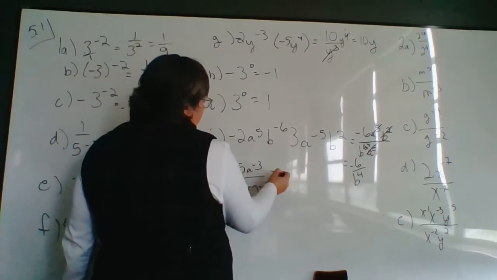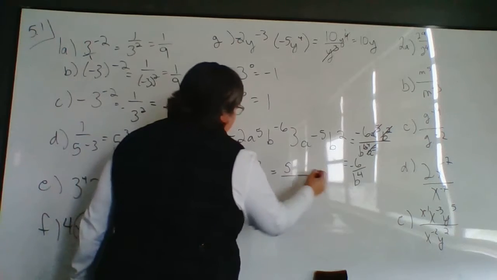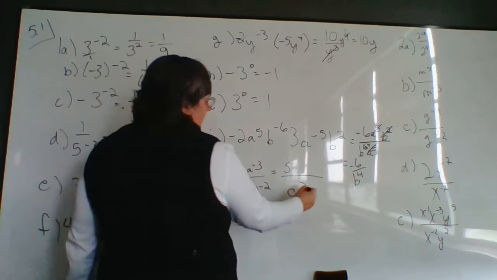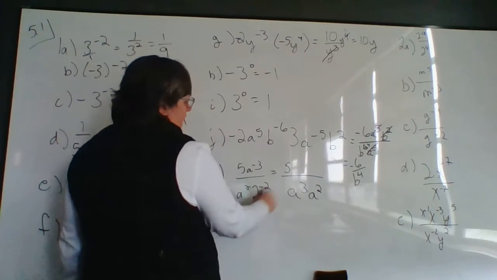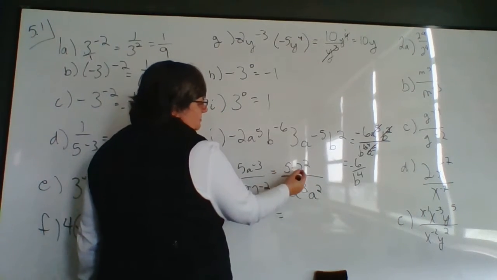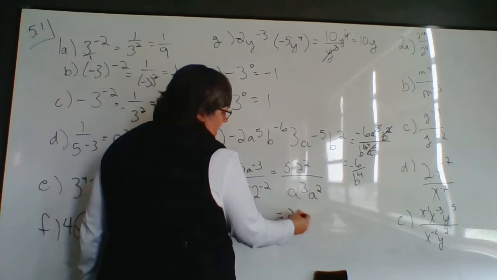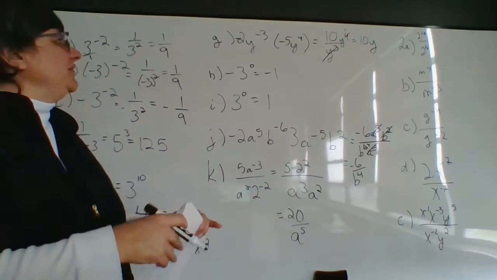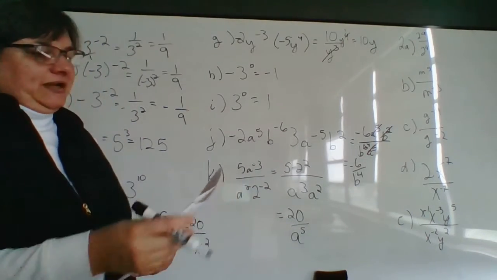Flip what you need to flip. 5 stays, A flips. Down here, A squared stays, 2 flips. On the top, 5 times 2 times 2 is 20. A to the 3 plus 2 is 5. That's what I got. Beautiful. Look at the next one.